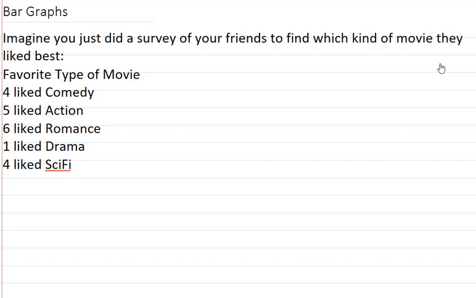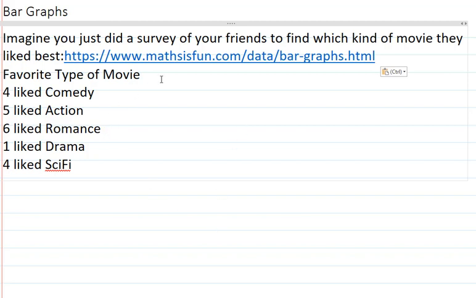So imagine you just did a survey of your friends to find which kind of movie they liked best. This information that I'm using today is from mathisfun.com. I'm going to copy and paste the link here so that if you want to see more of this data and see a really pretty graph of this activity, you can look at it at the link provided.